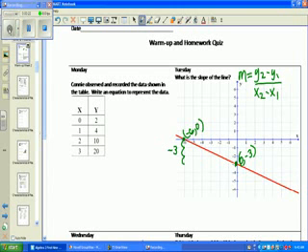Over 3. So now we can't just say over, we have to say right or left. Right. So we have to go to the right. Let's see. 1, 2, 3, 4, 5, 6. So that's a +6. So my slope, -3, 6, is equal to -3 over 6, which can be reduced to -1/2.